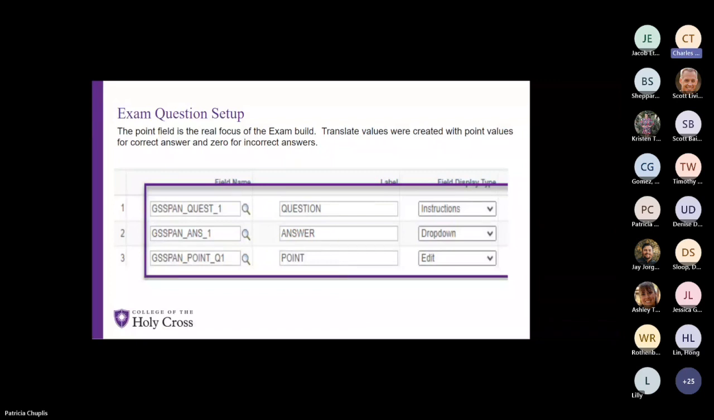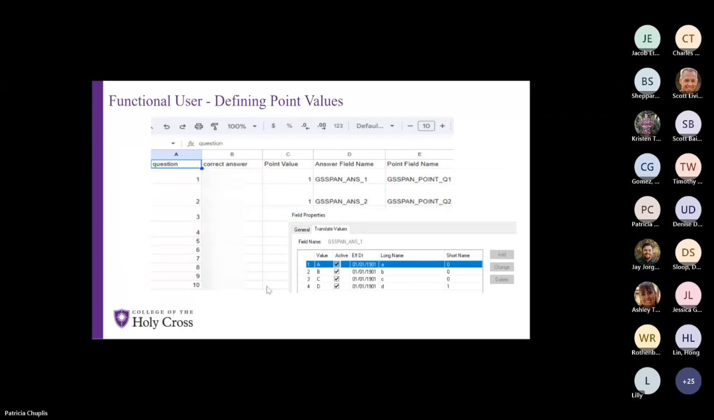So we talked about earlier on the exam questions. For each question, there's 3 fields you have to have on the page or segment. We create the fields on the form, so you have the question, you have the answer, and then you have the point value. For the answer field, we created the translate values on the back end of PeopleSoft and determined the point values in the short name field. If you want to go to the next slide.